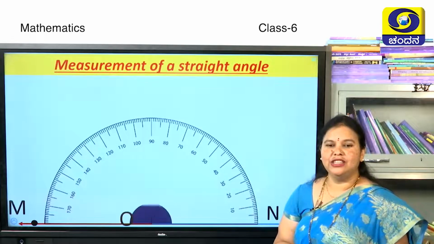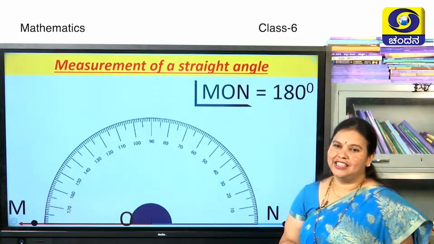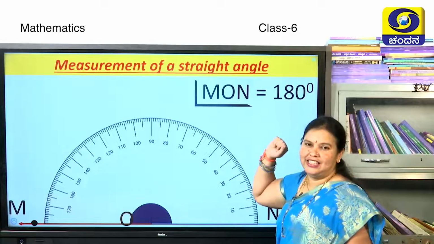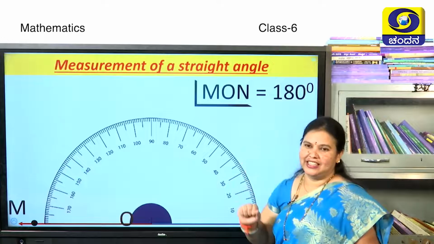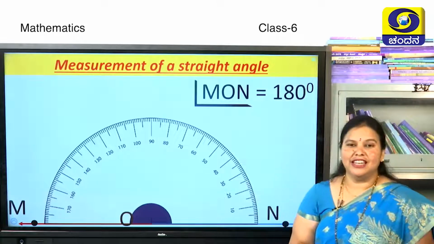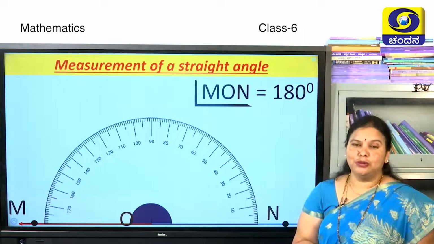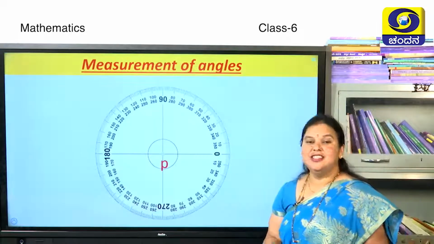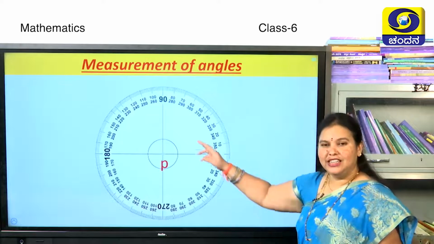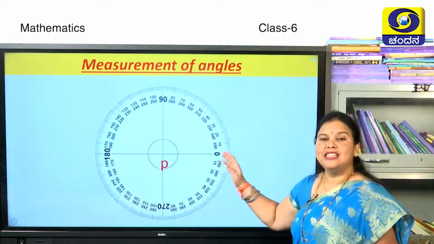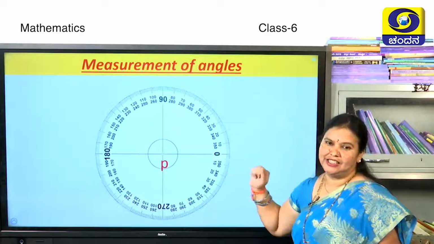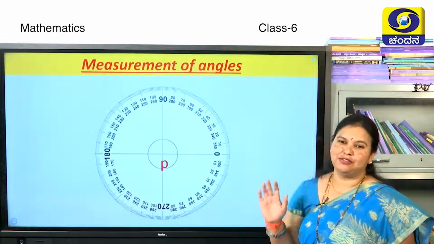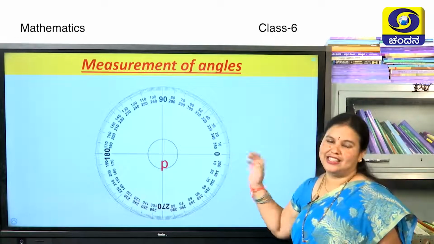See, it is showing 180 degree. So, the angle MON is equal to 180 degree and it is a straight angle. So, straight angle is an angle which measures exactly 180 degree. Is it clear, children? Children, here I have taken a circular protractor which has 360 degrees in it, so that you can understand all the different types of angles at once itself.